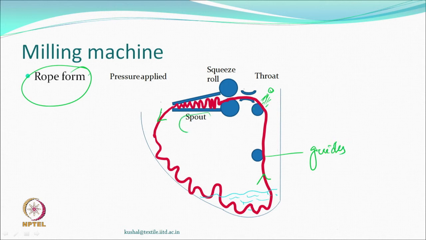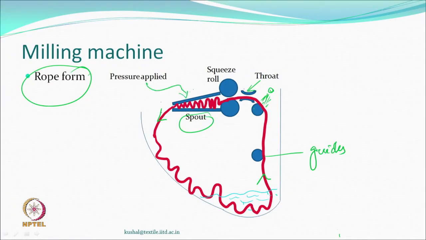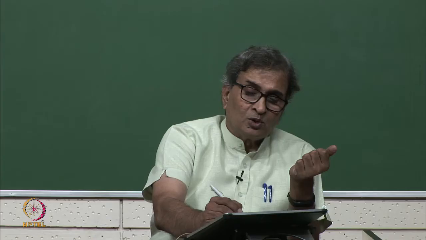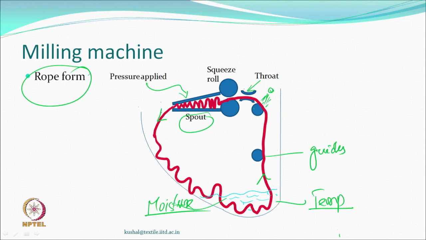This is called the spout. This is called a throat, through which this is directed, and it is pulled, and some pressure is put here so that the fabric folds in a wet state. So you have mechanical pressure, and the temperature can be increased with a heating system. You have moisture, because you have liquid, which could be aqueous solutions. So all three things which were required, the moisture, the heat and the pressure, are going to be applied continuously.